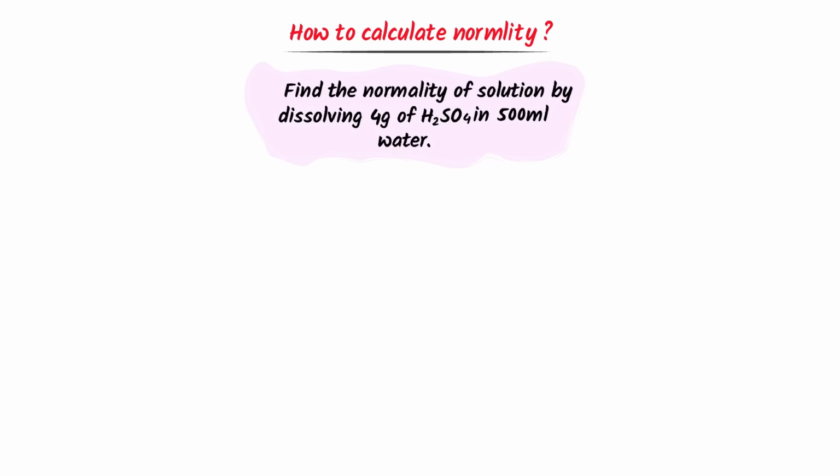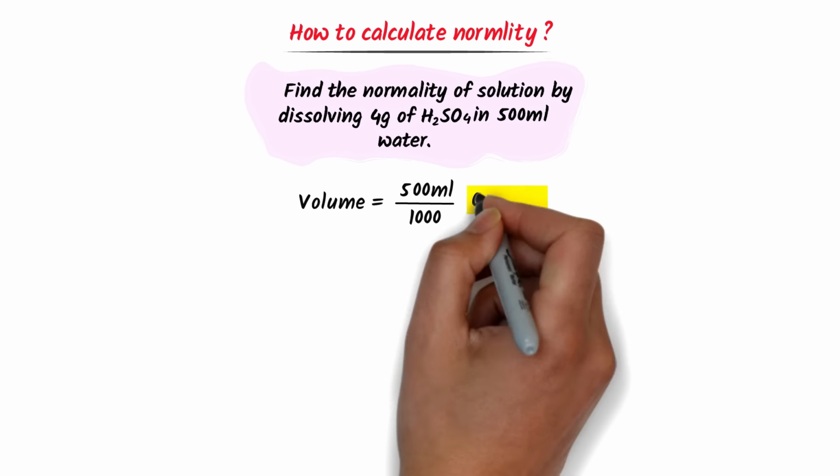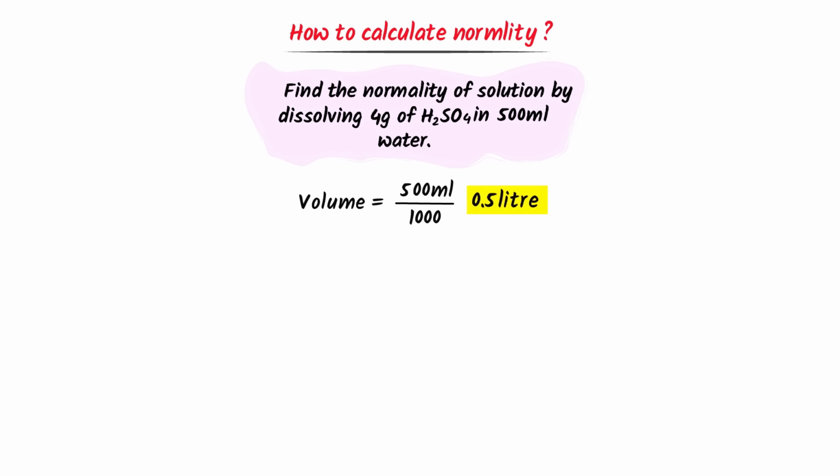Now let me teach you how we can calculate normality. Find the normality of the solution by dissolving 4 gram of H2SO4 in 500 ml water. Here, the given volume is 500 ml. I always convert it to liters. I divide 500 ml by 1000. I get 0.5 liter. Secondly, the given mass is 4 gram.